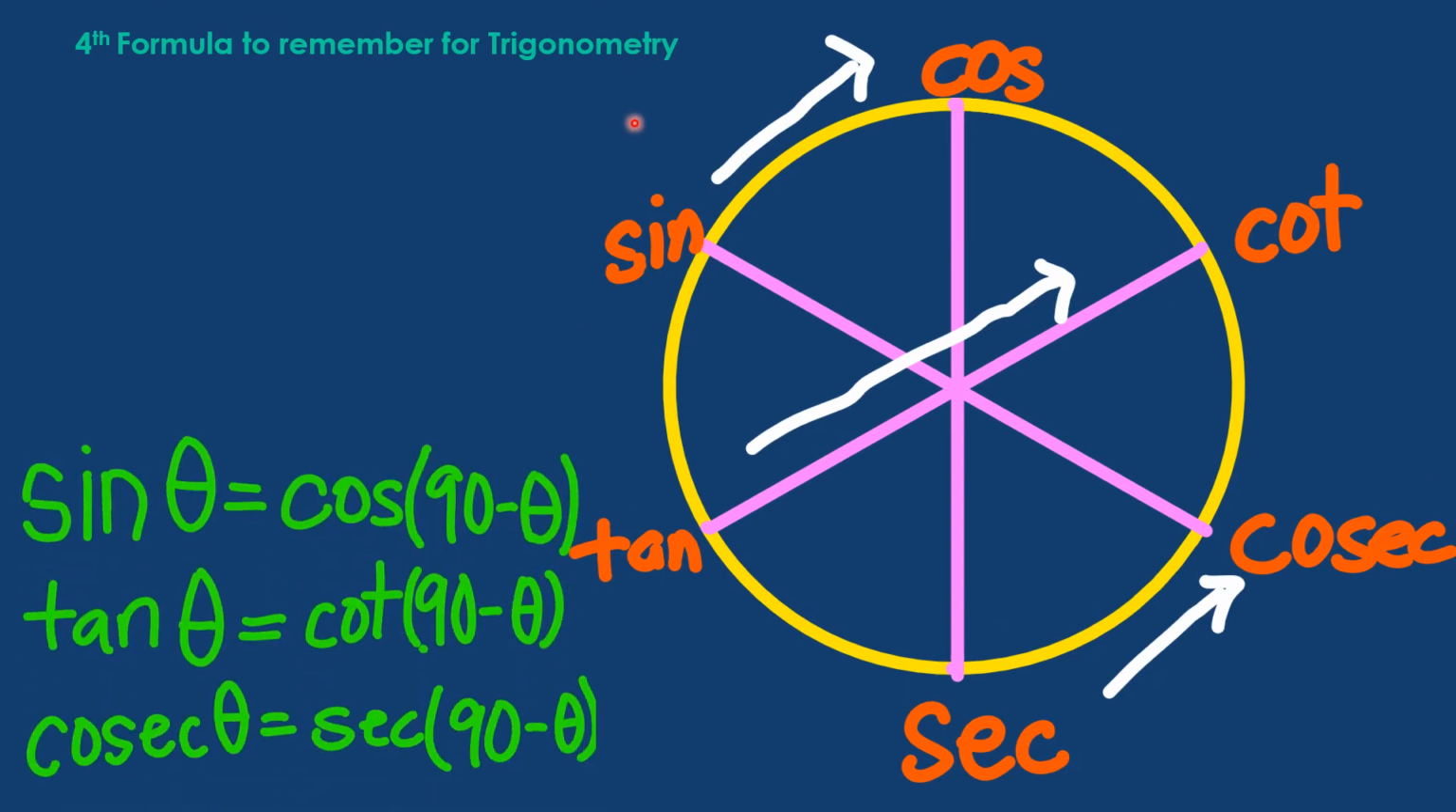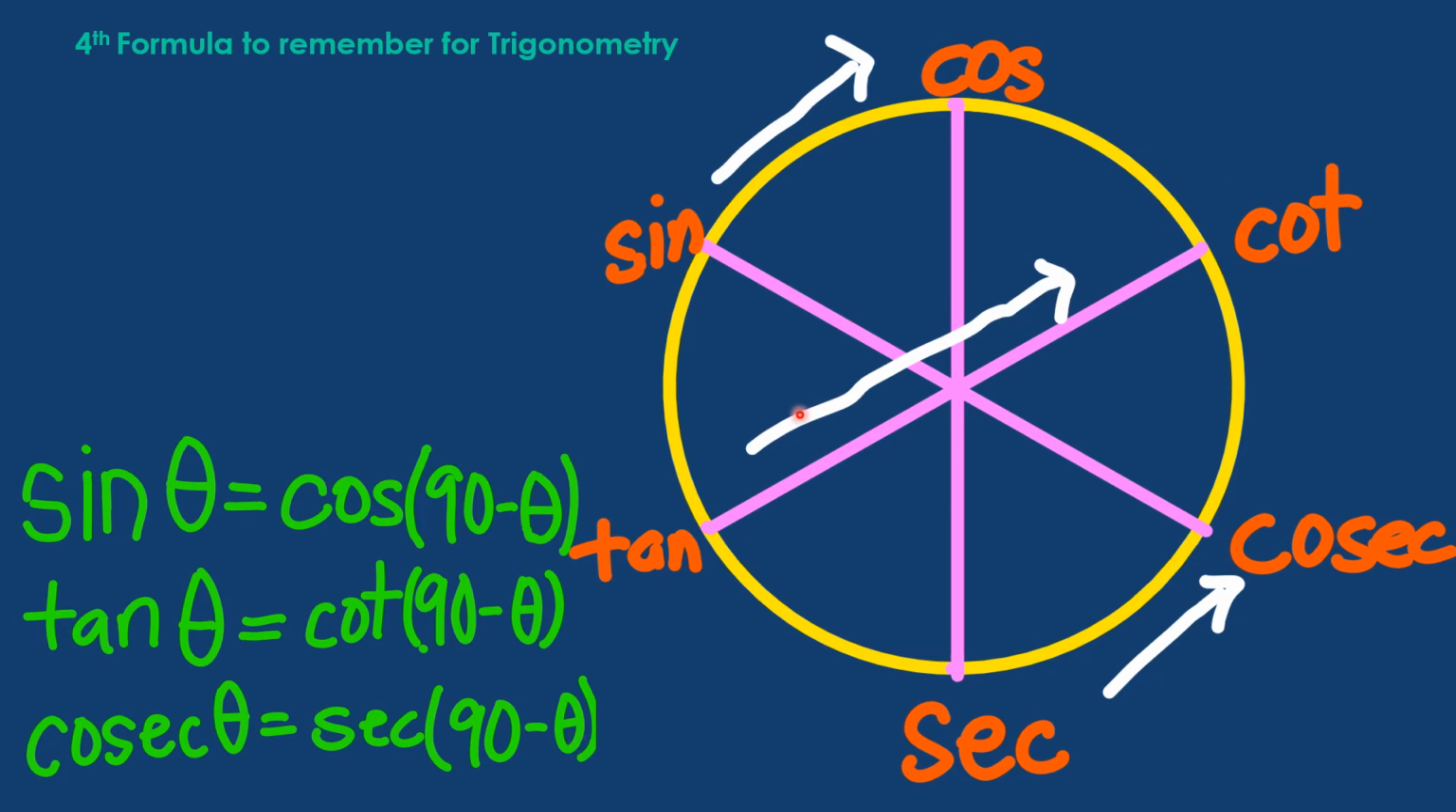Now, some of you may have learned in secondary school that there's this thing called complementary angles, which means they add up to become 90 degrees. This can only work in this direction. So sine theta is equal to cosine of 90 minus theta. So basically, if you have one angle, you can find the other angle. So tan theta is equal to cot of 90 minus theta, and cosecant theta is equal to secant of 90 minus theta.